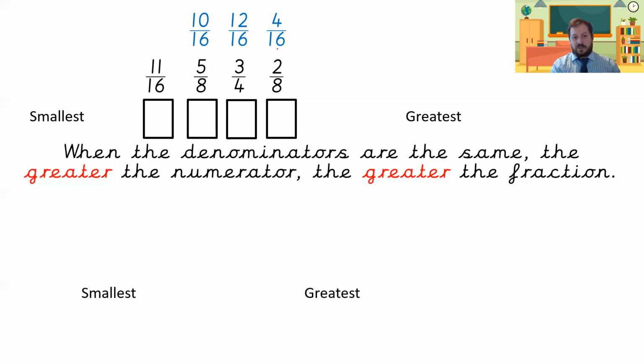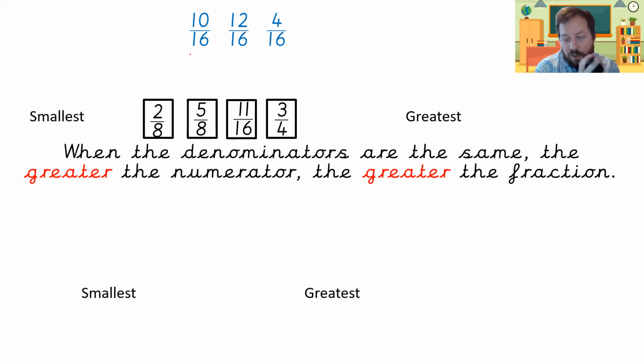4/16 is the smallest. So 2/8 would then go there. The next smallest out of the ones we have is 10/16. So we have 5/8, then 11/16, and finally 12/16. So it's just using the knowledge we had from yesterday, equivalent fractions, in order to compare numbers.